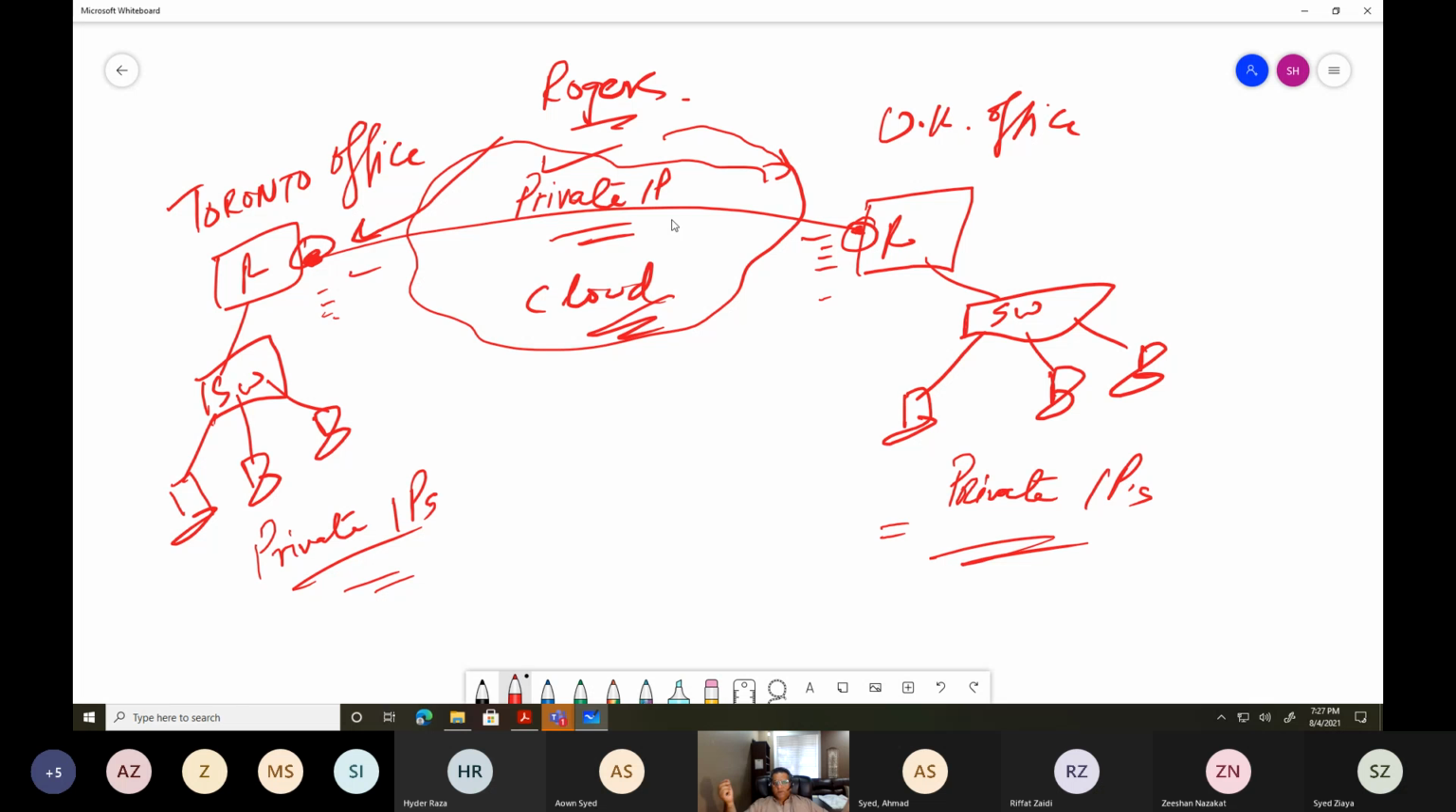All I'm asking them to do is give me a 10 meg pipe to connect my two ends together. So when I connect my two ends together, it's a /30 IP address, which means I can put one IP in Toronto and one IP in the UK. And whatever is going in between, it's not going to the internet. This is a dedicated line they're giving me.